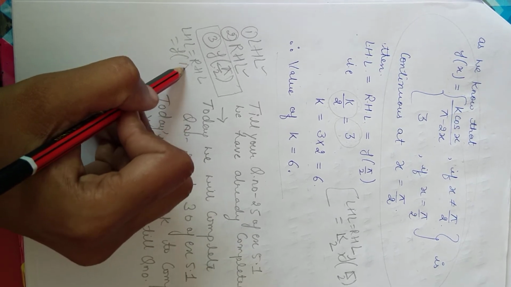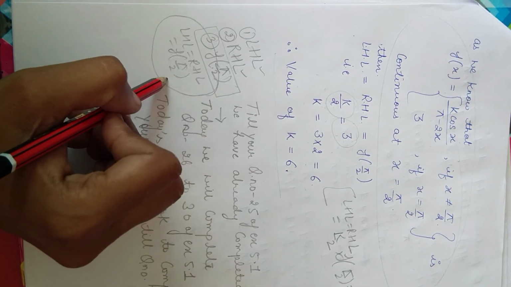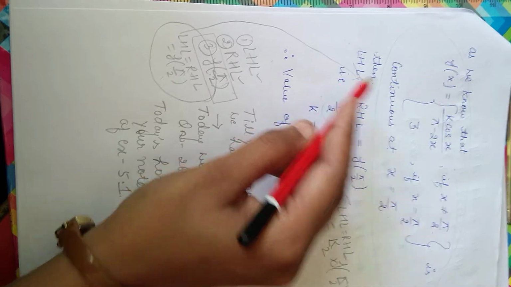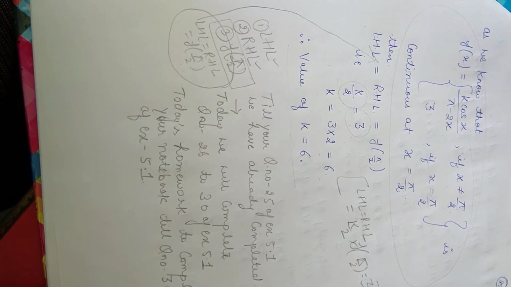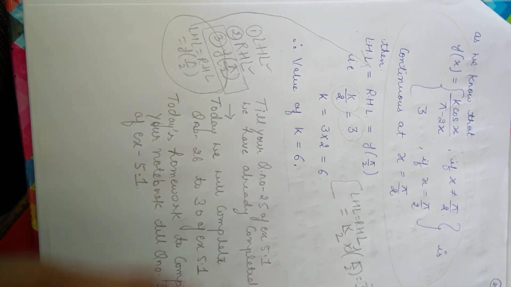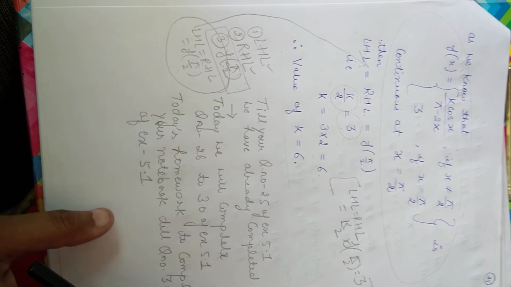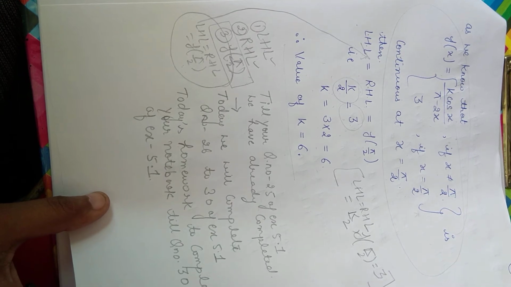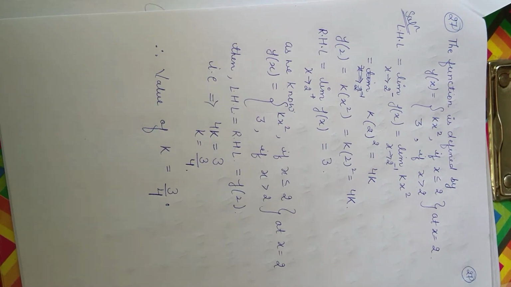Why we have written this? We have written this because it is given in the question. See, this also I have written over here. Why? It is given in the question that it is continuous. So using this, finally we have got the value of k is equal to 6. Hope you have understood this question. Now I am moving to your question number 27. Here is your question number 27.